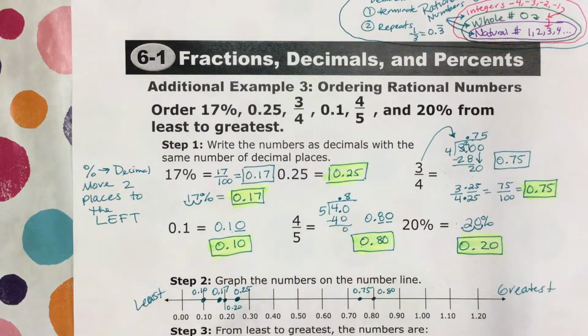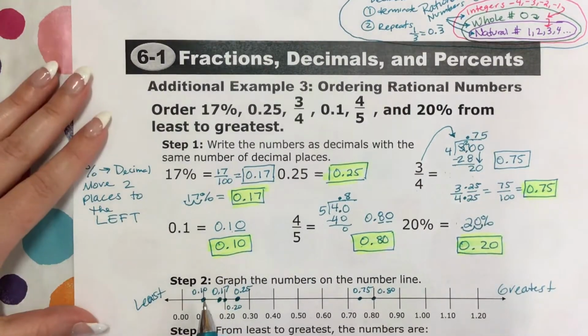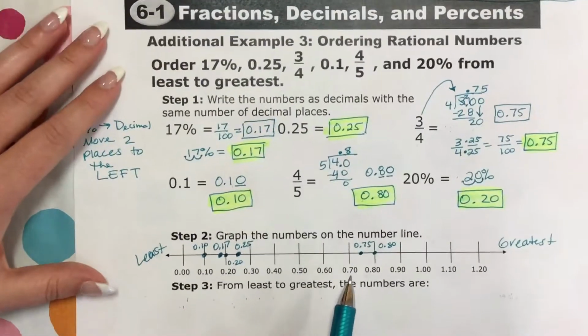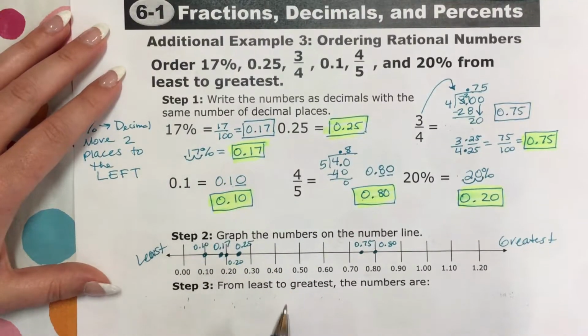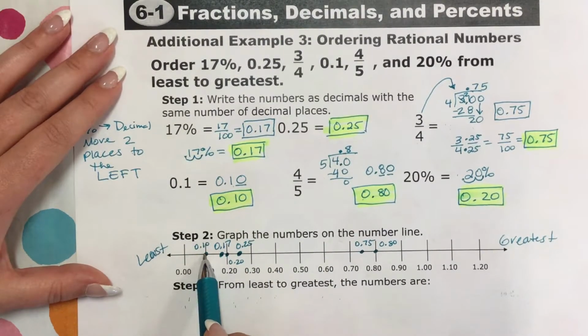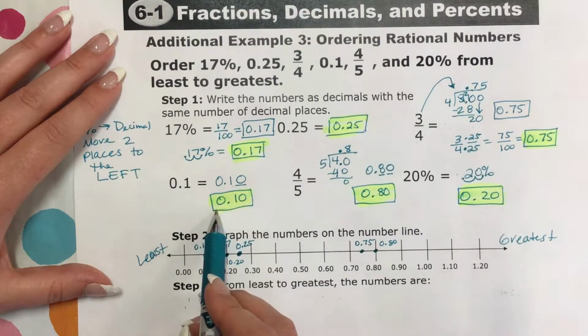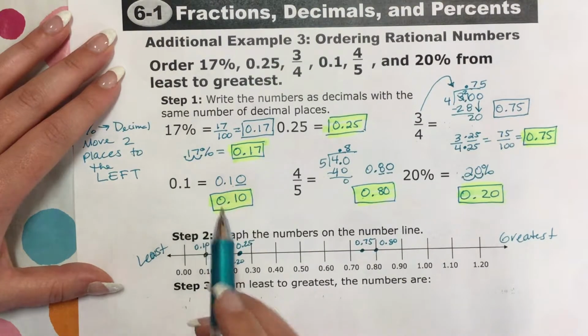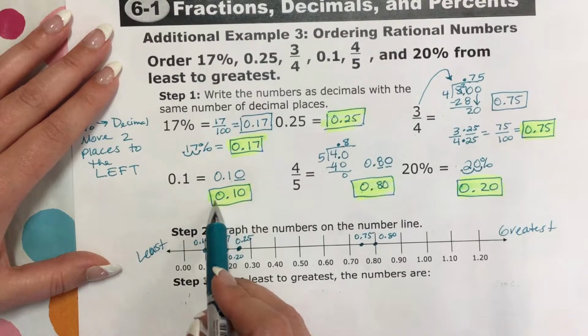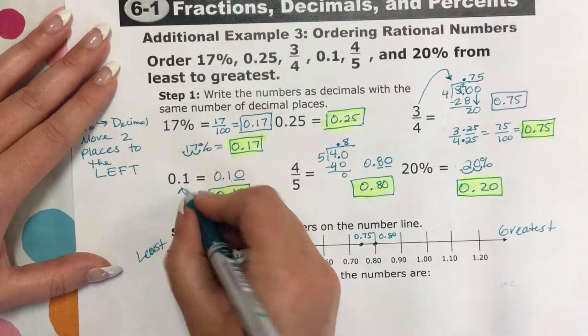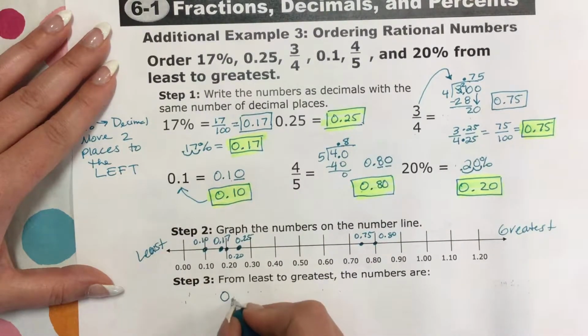So now we're going to write them. But when I write them, I'm not going to write them as the decimals that I converted. I'm going to write with the original thing that they gave me. So when I'm looking at 0.10, this is the least one. Okay, I'm going to write, this was in the form of 0.1. So I'm going to write my answer like that, 0.1.